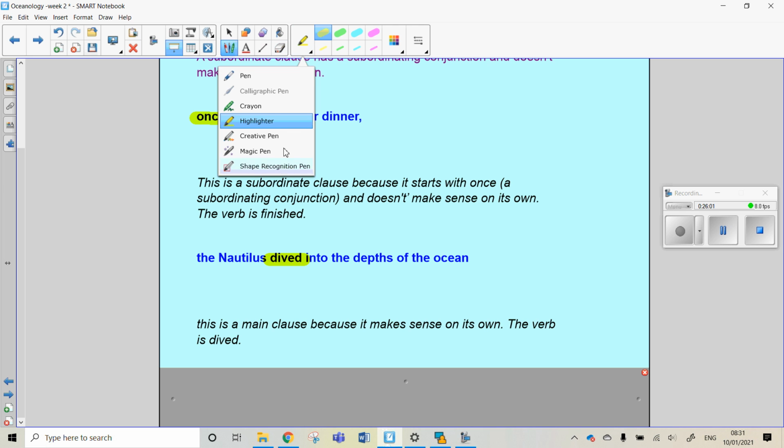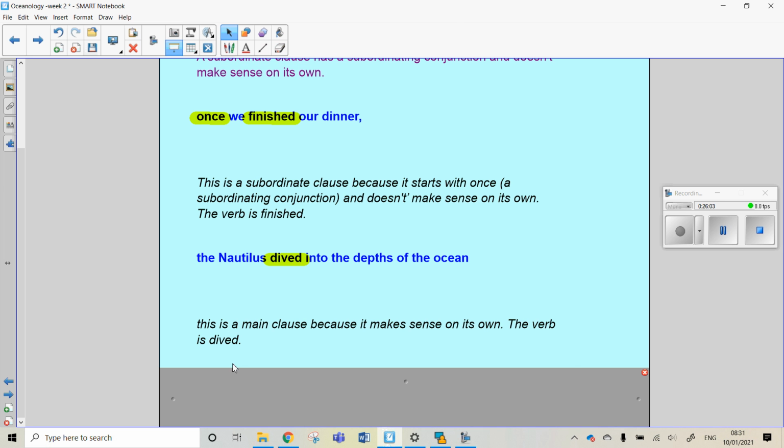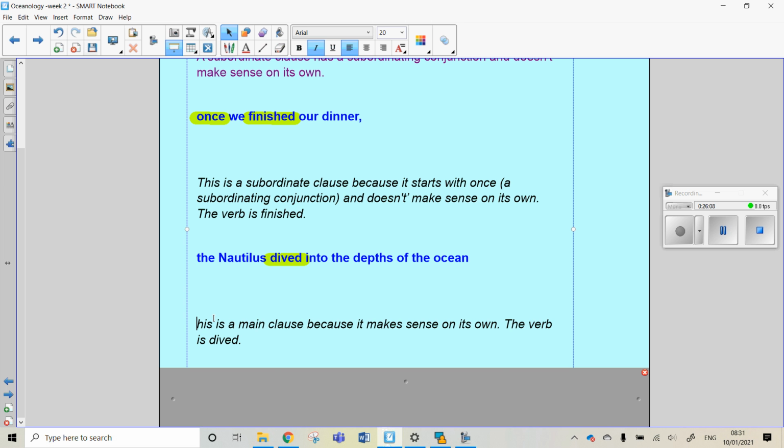The verb is dived. I'm just going to correct myself here because I've noticed that I haven't put a capital letter at the start of my sentence. So I'm just going to correct myself and put that in as a capital there. Okay, we're going to move on to today's task.